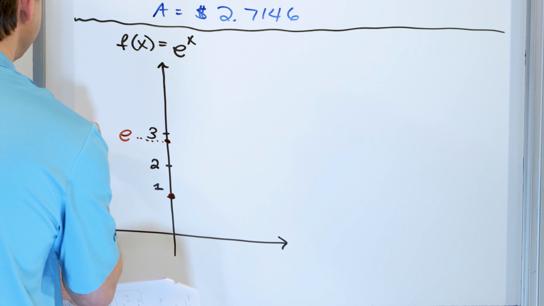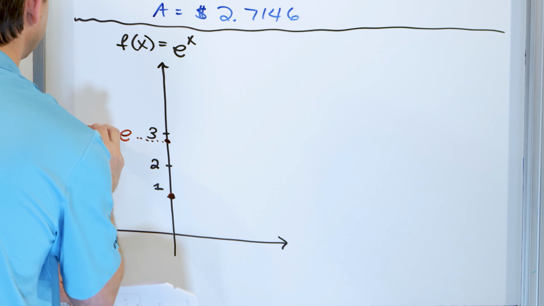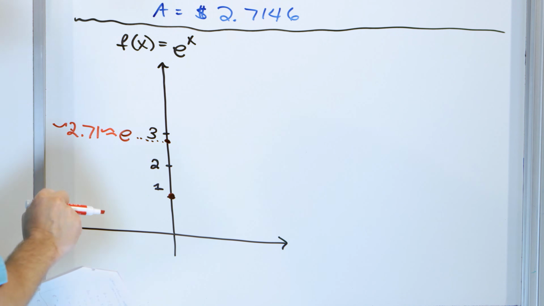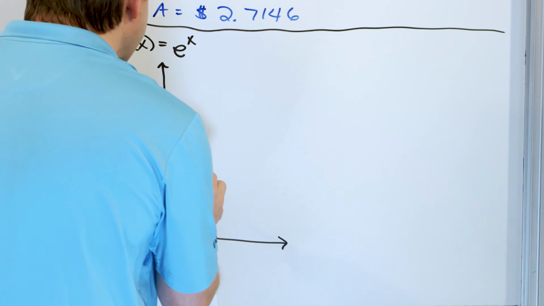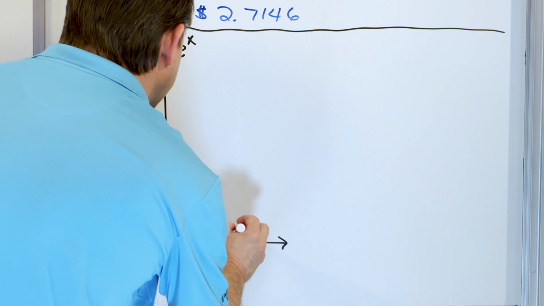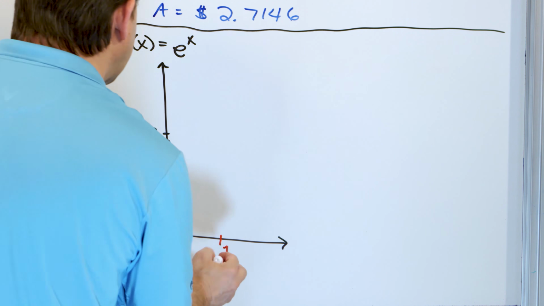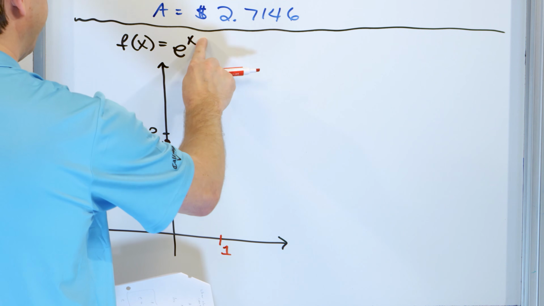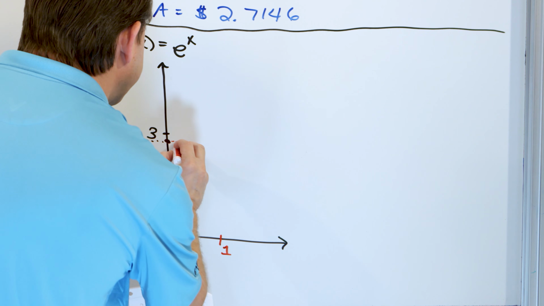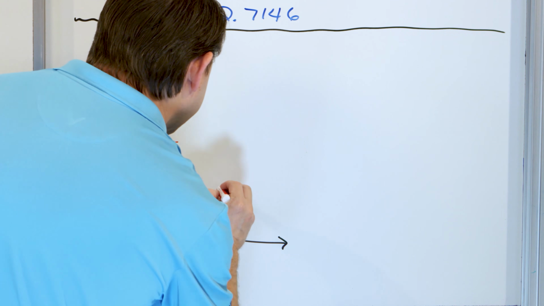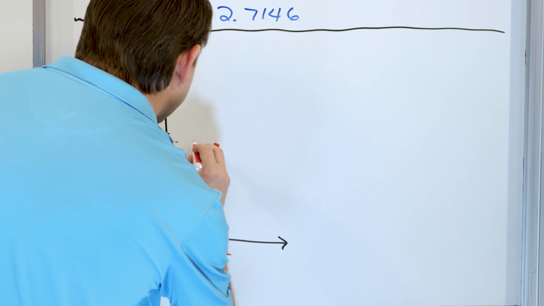2.71 is roughly equal to e. It's somewhere right around there. And whenever I take a look at the number, this is 1, this is 1. So if I put the number 1 in here, e to the first power is just e. So this point right here, if I can draw it correctly, is going to be on the graph too.